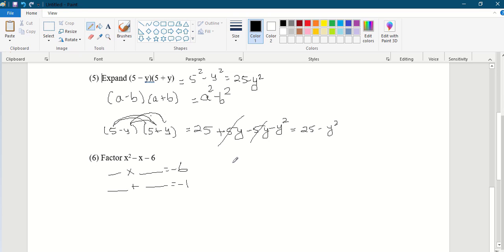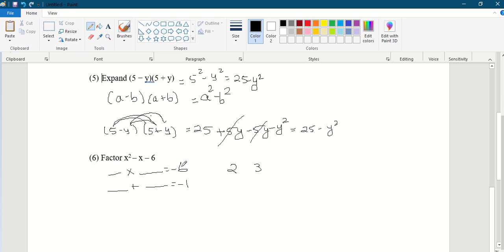So possible numbers multiplying to 6 are 6 and 1, but those two will never add up or subtract to 1. Another choice is 2 and 3. Now we'll have to decide the sign. Those two numbers do add up to 5, and subtracting them will give us 1. So sign wise, we want one number to be positive, one number to be negative, so that when we multiply them, we end up with a negative number.